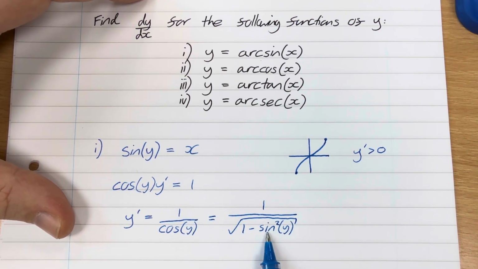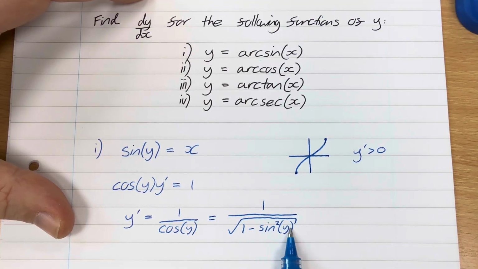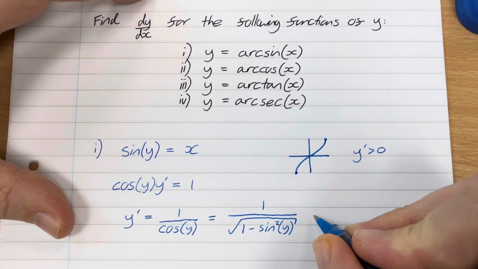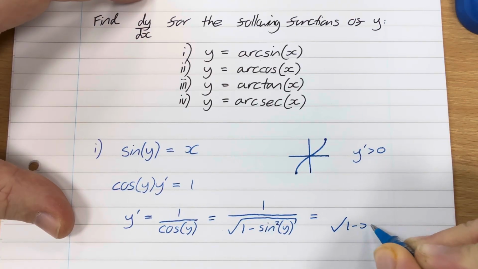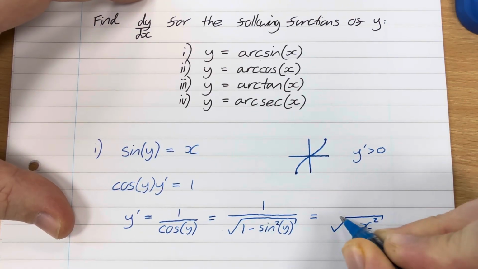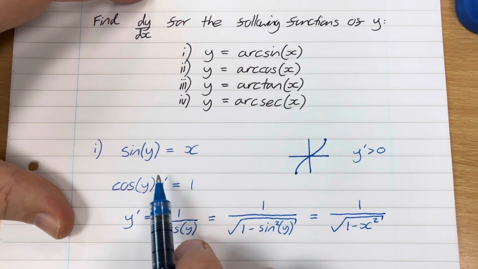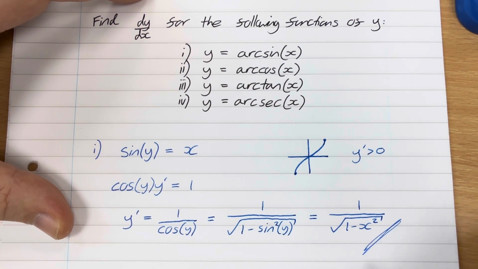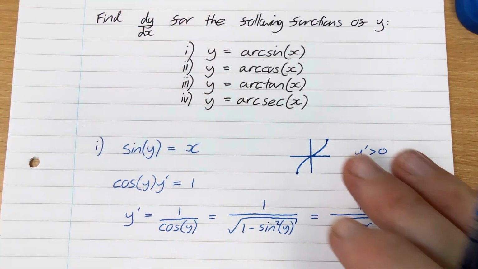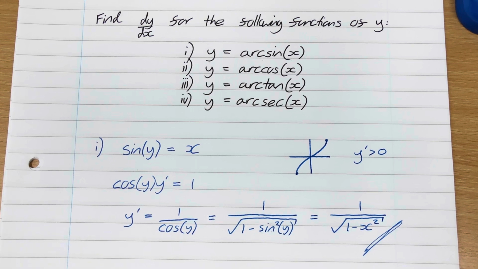How does that help us? Well, sine y is, by definition, x. So I can replace this sine squared y with x squared, and that gives me 1 over the square root of 1 minus x squared. This is the derivative of arcsine. That is given to you in the formula booklet, but you do need to know how to do that, and you do need to justify taking the positive root.